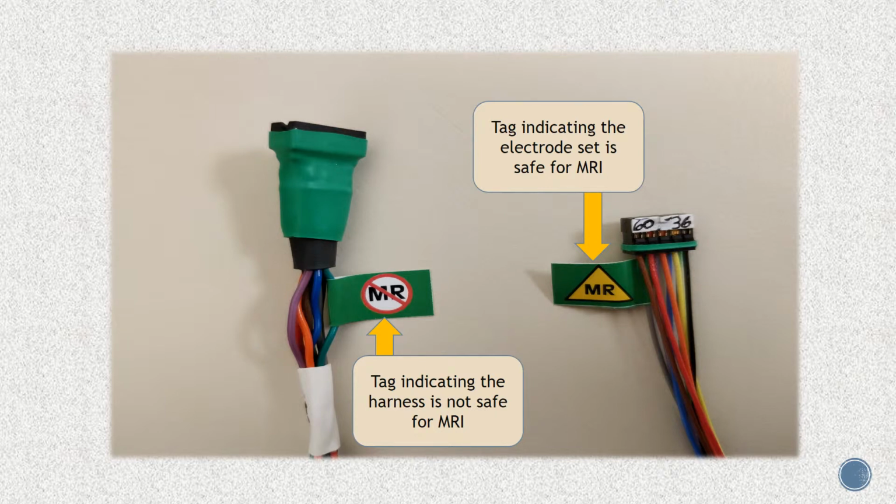The harness has a tag indicating that it is not safe for imaging, and the electrode set has a tag indicating that it is safe for MRI. The tag on the electrode set should be verified by nursing before sending the patient for imaging, and then confirmed again by the MRI or CAT scan technician on arrival to ensure patient safety.